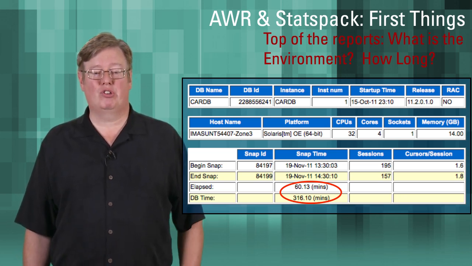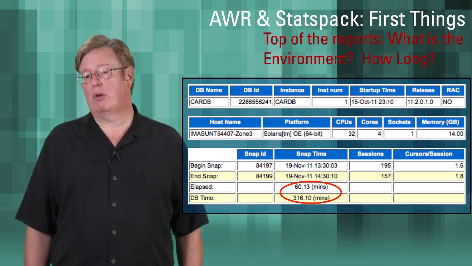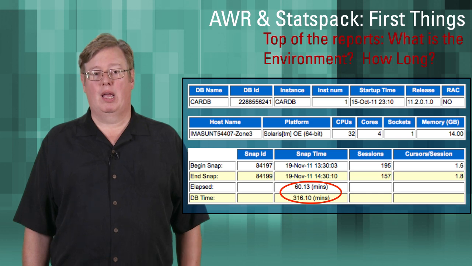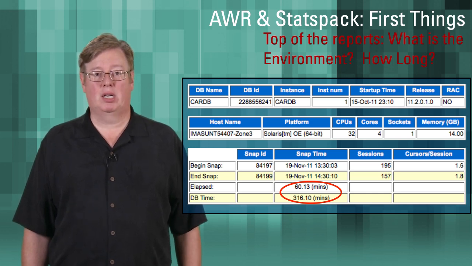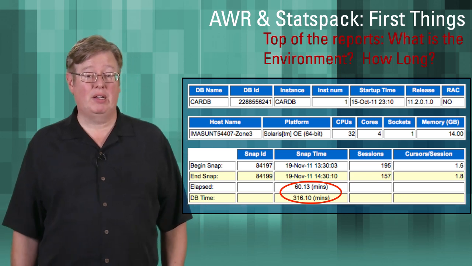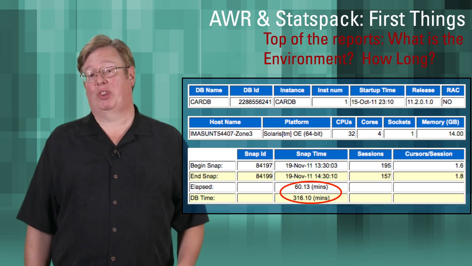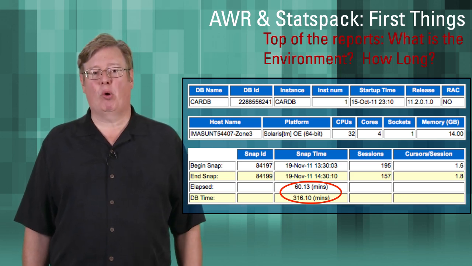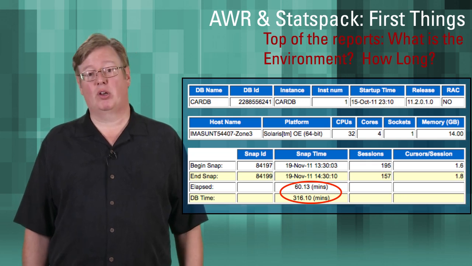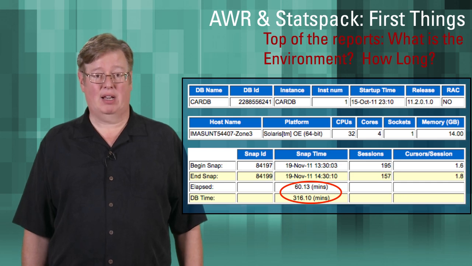So that's usually the first thing that I look at, right at the top of the Statspack report or the top of the AWR report. And this gives me a lot of information: what the platform is, how many CPUs, how much physical memory is allocated to the system running the database, whether I'm running RAC, what the version of the database is, all that important stuff that you want to make sure that you're talking about the same thing so you know where to go look for that particular version of the database to analyze your issue.